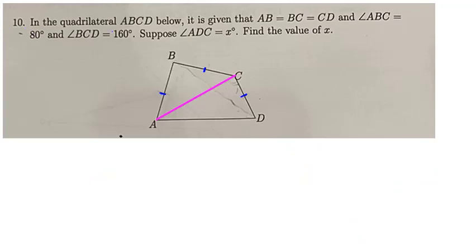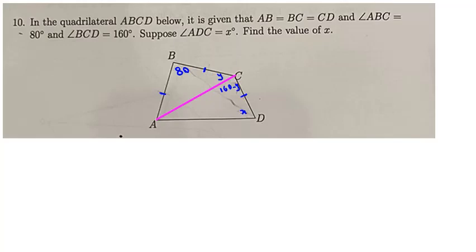Problem number 10. In the quadrilateral ABCD below, it is given that AB equal to BC equal to CD and ABC equal to 80 degrees, BCD equal to 160 degrees. It says ADC is X, so we can say, for example, this is Y, and the other is 160 minus Y. Find the value of X.